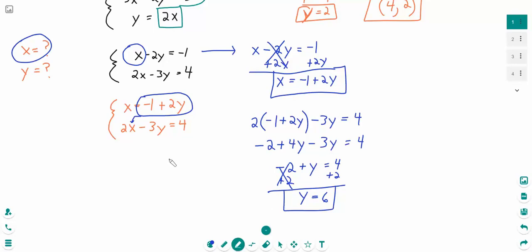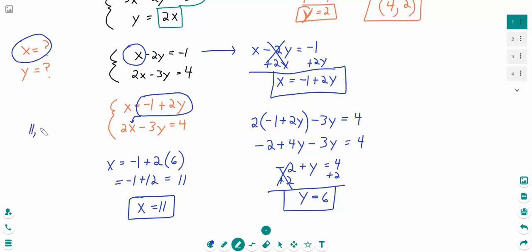Now I can go back and plug y into either one of these equations. It doesn't matter which. I'm going to choose the first one. So I have x is equal to negative 1 plus 2 times y, but I know that y is a 6. So I'll put the 6 in for the y. That's going to give me a negative 1 plus 12, which is going to give me an 11. So x is equal to 11. So the ordered pair that is the solution to this system of equations is 11, 6.